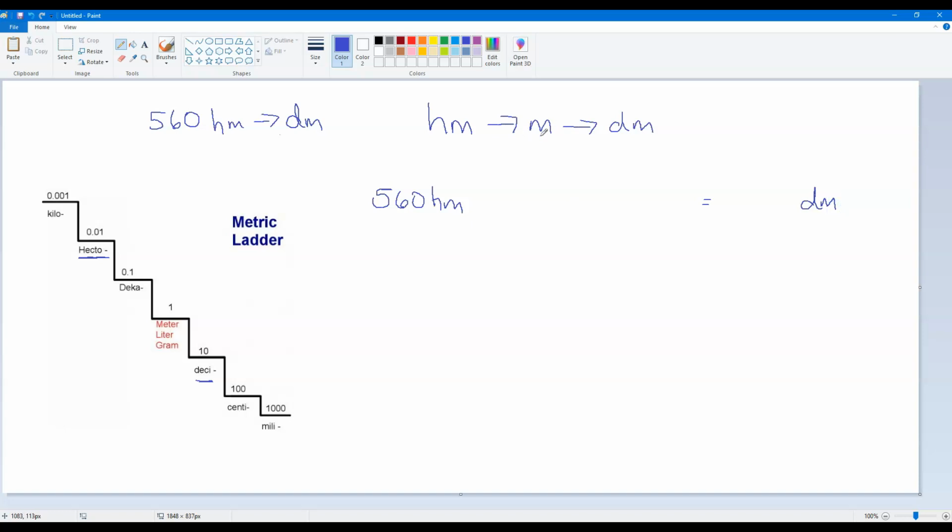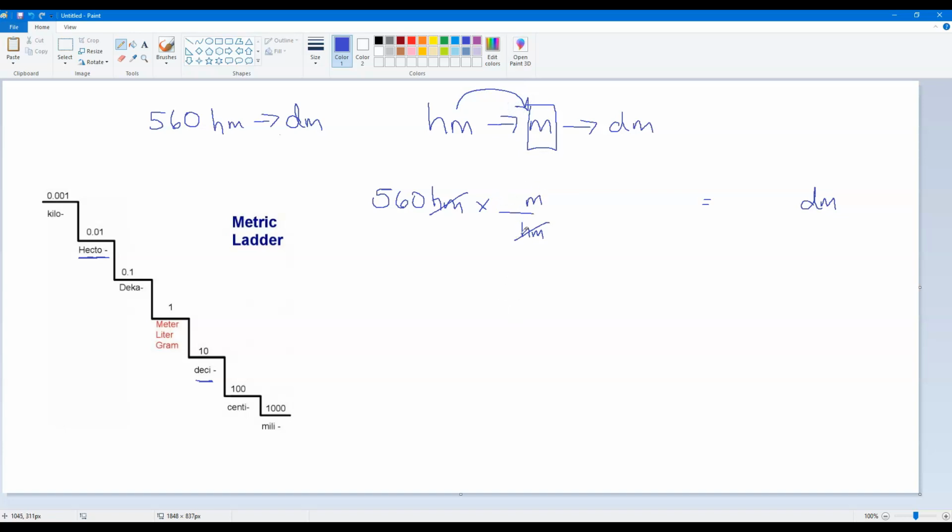And what we want to do first is multiply by a conversion factor that uses meters. A conversion factor is always in fraction form. So we're going to have meters on the top and hectometers on the bottom. The reason we're doing that is so that we can cancel out the hectometers, leaving our meters. So that gives us that conversion from hectometers to meters.